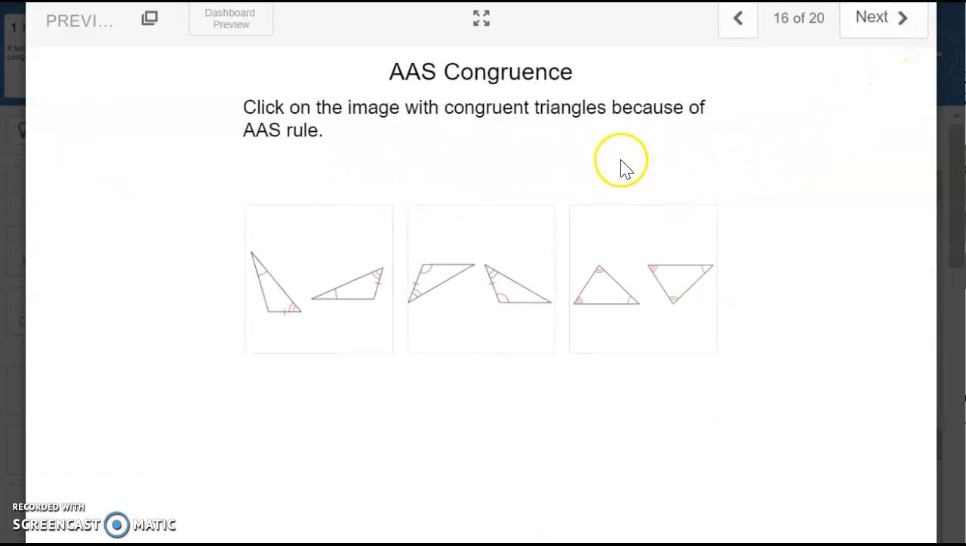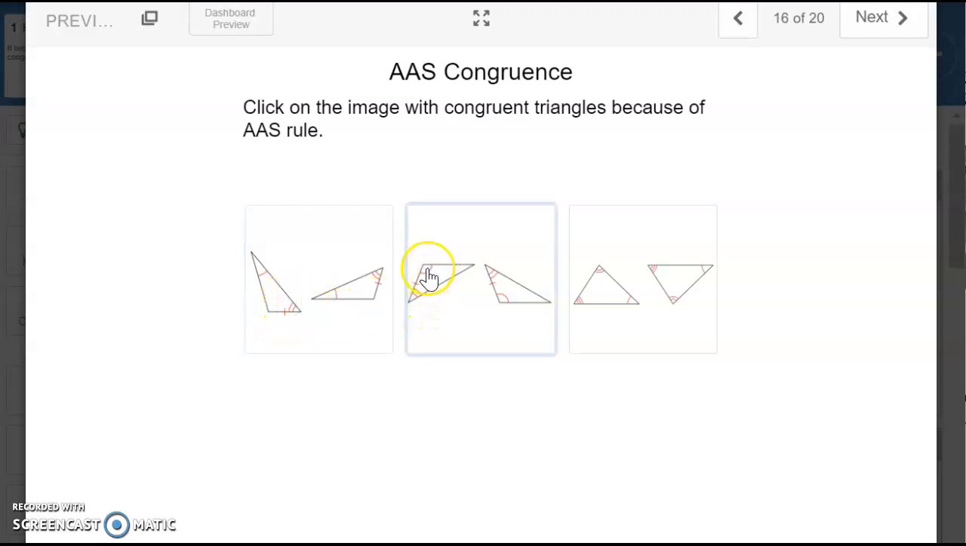Click the image with congruent triangles because of the AAS rule. Okay, so we are looking for angle, angle, and side. Angle, angle, side means I have two angle pairs that are congruent, and the side that is not in between those two angles, so it is not the included side, it's the side that is outside. Okay, so I have an angle here, and another side, and that side is not in between the two congruent angle pairs, so this would work.